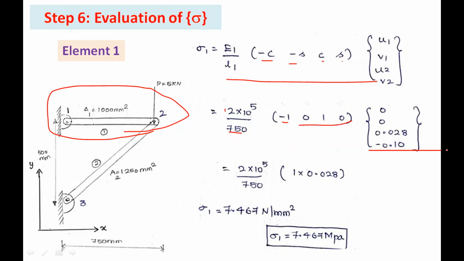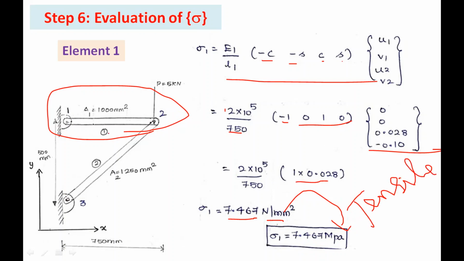Multiply this row matrix and the column matrix, we will get 1 into 0.028 because all other terms are 0. And multiplying with this constant, finally we are getting sigma 1, the stress for element 1, 7.467 Newton per mm square. So 1 Newton per mm square is 1 megapascal. So 7.467 megapascal. This is a positive value. A positive value indicates that this stress is tensile in nature, right? This is tensile in nature because of the displacement of node 2 we already discussed. Because of this force P, element 1 will tend to be elongated.